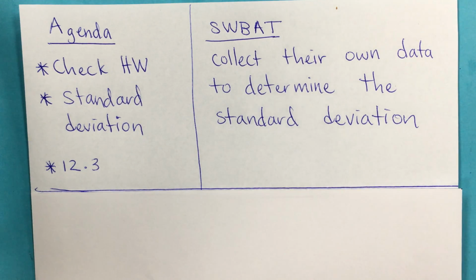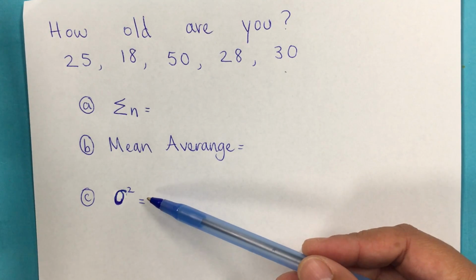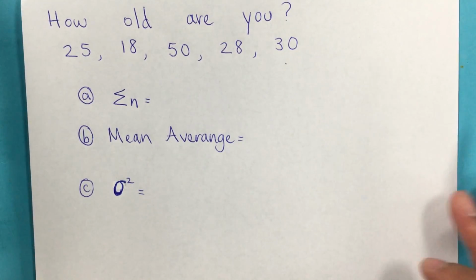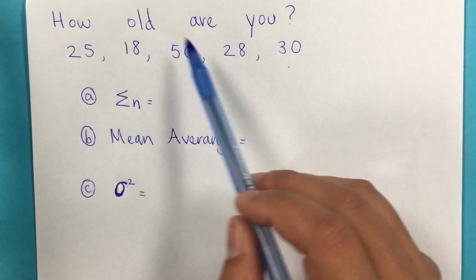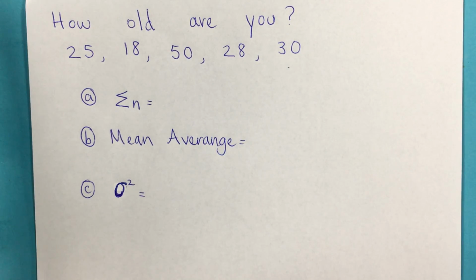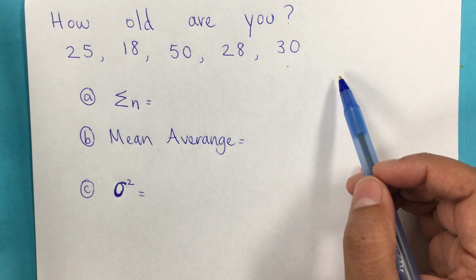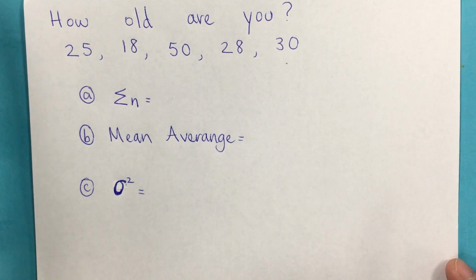I'll show you. If you recall from the previous lesson, we learned how to find the variation and also the standard deviation. If you need more explanation, then you can go back to lesson 12.2. So we asked, how old are you? First people that we found, and these were the answers. We do work with adults, and so these are actual answers from our students.